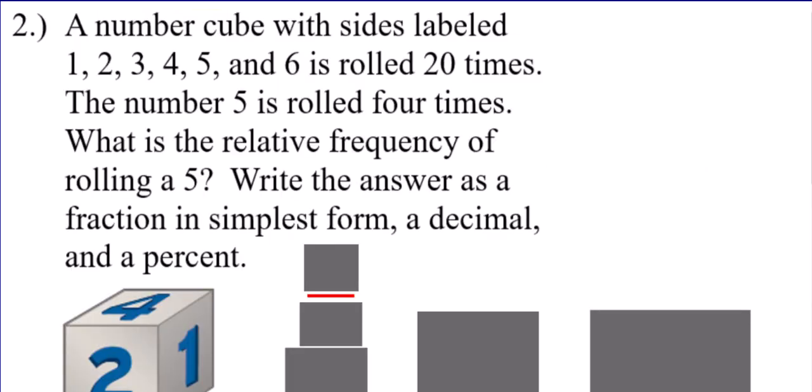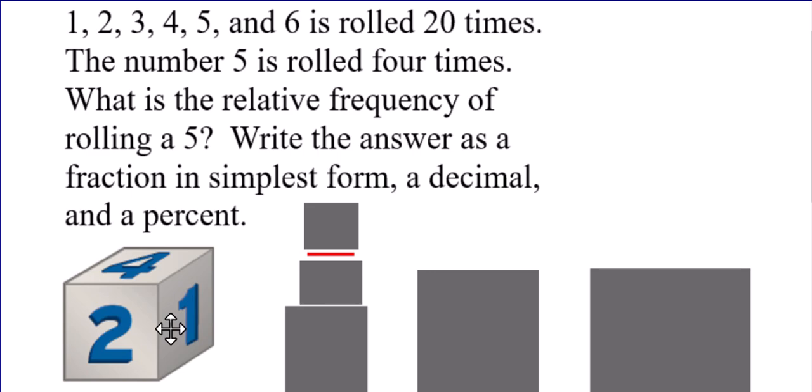Okay, problem number 2. This time we do not have a table. Read it with me. A number cube. Now, let's start right there. You're like, what in the world, Mr. Underkoffler, is a number cube? Well, it's a cube where every side shows a different number from 1 through 6.